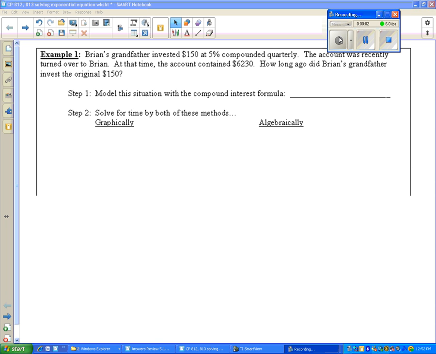Welcome. We are going to solve exponential equations. This is an applications lesson. We're going to do this graphically and algebraically.